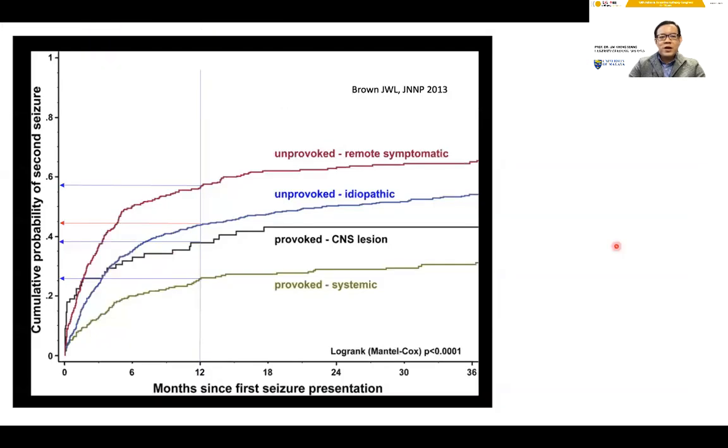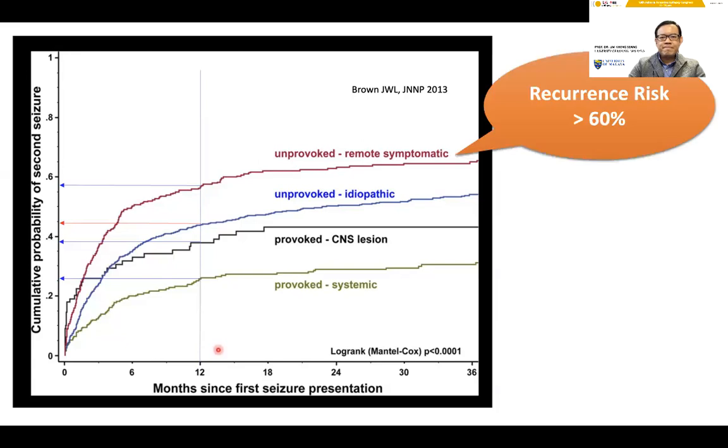So how are we going to determine the recurrence rate of 60%? In this paper in 2013, on the y-axis, this is the cumulative probability of second seizures. And 0.6 over here means that the patient has a 60% chance of having recurrent seizures or second seizures. And the 60% point is at 12 months. Therefore, for those with a remote symptomatic cause, the likelihood of recurrence will be about 60% at 12 months, and therefore this patient should be classified or defined as epilepsy.